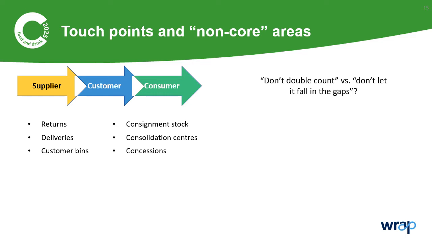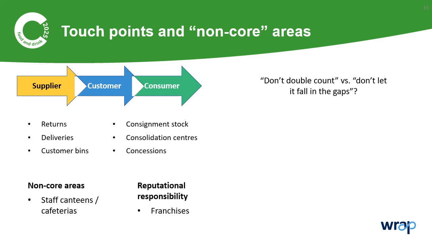There are also non-core areas of your operations, so things like internal staff canteens or cafeterias on some of your sites. And then there's also the issue of franchises in some cases, where you don't necessarily have ownership of the operations within your franchises, but you have some reputational responsibility for the food waste that occurs there. So rather than giving you an exact answer for all of these areas, because some of them are quite tricky, I'll just provide a few principles to help you determine whether or not to report against these.